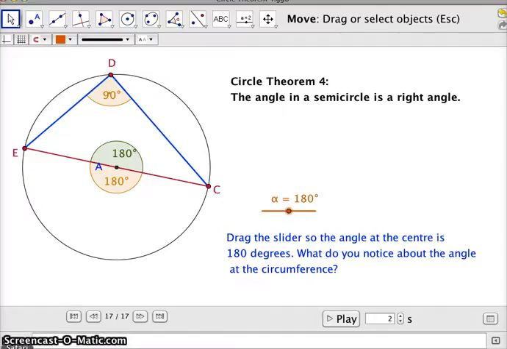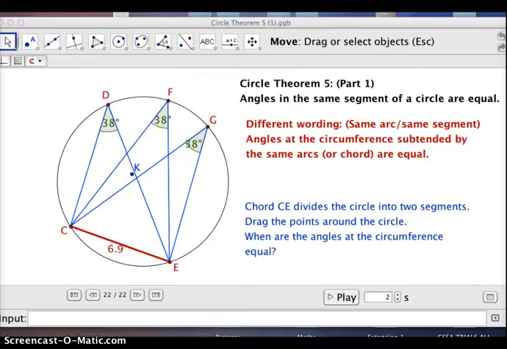Okay, girls, this is circle theorem number 5. We're going to do all the proofs at the end of looking at all the theorems. Circle theorem number 5, if you can take out your small booklet. And there are 2 parts to this theorem. In circle theorem number 5, we're actually going to do 2 different theorems. They're very, very similar. The first theorem relates to the second diagram on your sheet. And the theorem is angles in the same segment of a circle are equal.